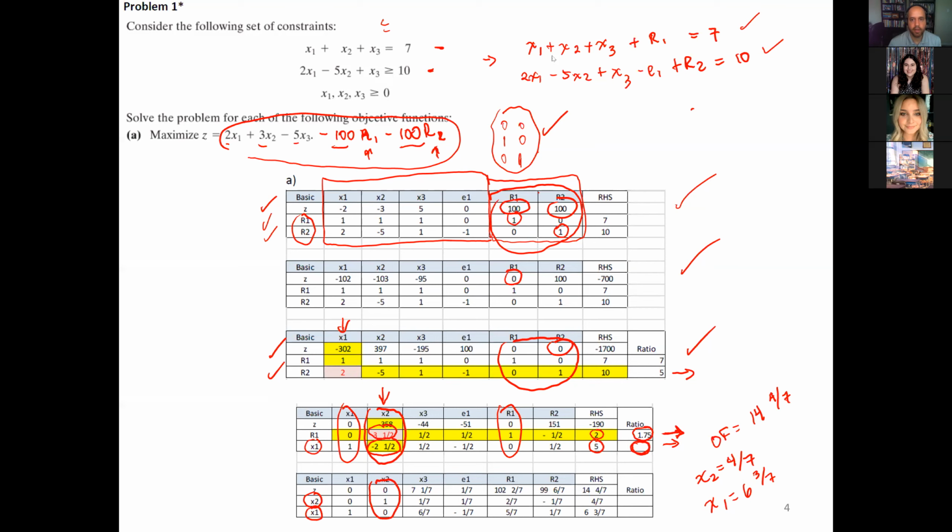You see, R1 is placed in the first constraint, so it's going to show up as a basic variable for the first constraint. R2 is part of the second constraint, so it's going to show in the second row, and the coefficient is going to show that. So the 1 is going to show up in the first row because R1 is part of the first constraint. The 1 is going to show up in the second row because it's part of the second constraint. So I don't know if that answers your question.